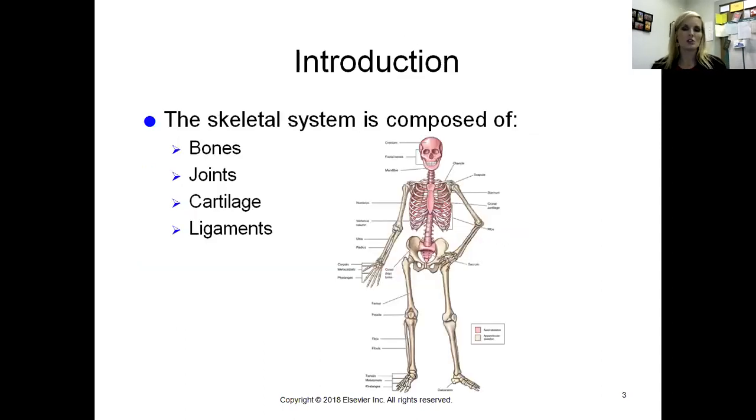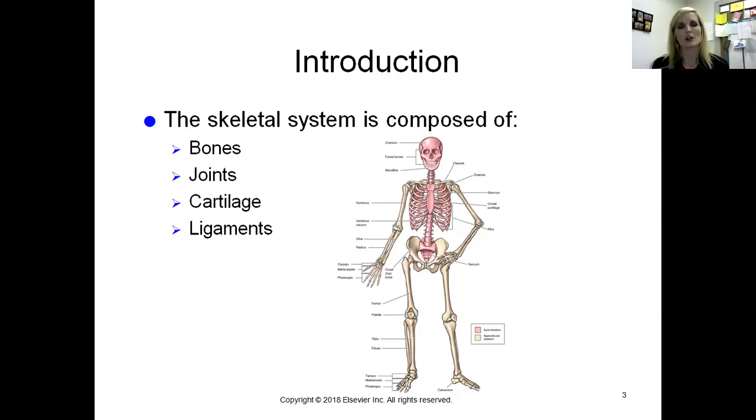So an introduction into our skeletal system: it's not just bones, but we are going to see bones, and we'll talk about that. But also joints. Joints are simply where two or more bones are coming together. So we'll specifically look at joints. We'll also take a look at cartilage. There's a lot of places where we find cartilage.